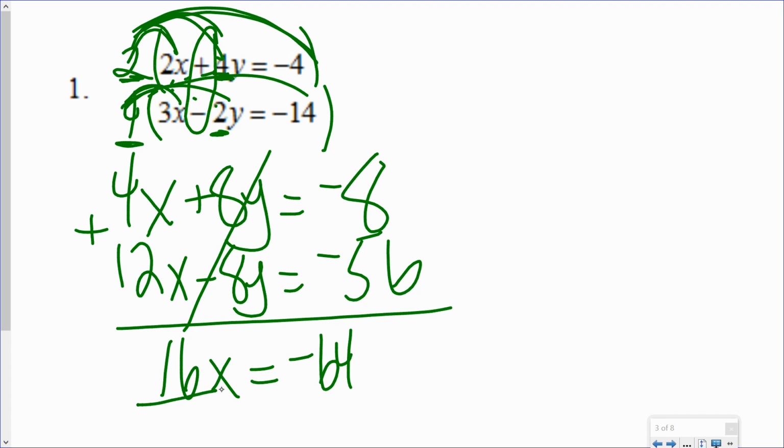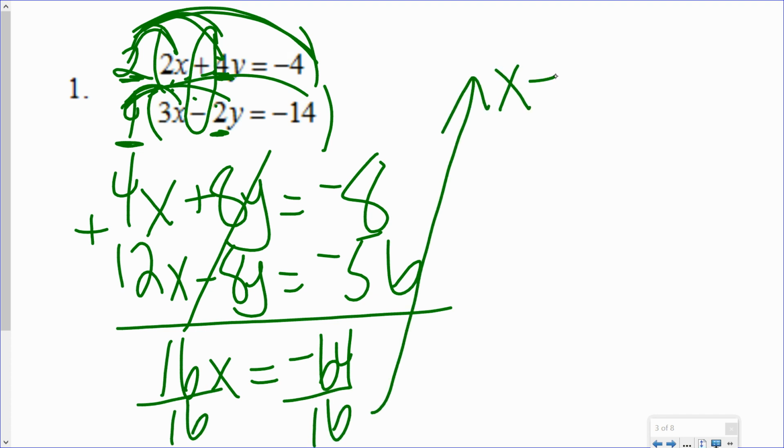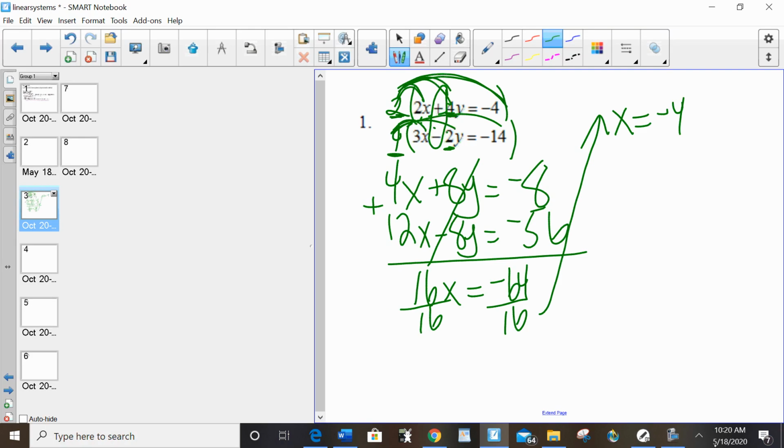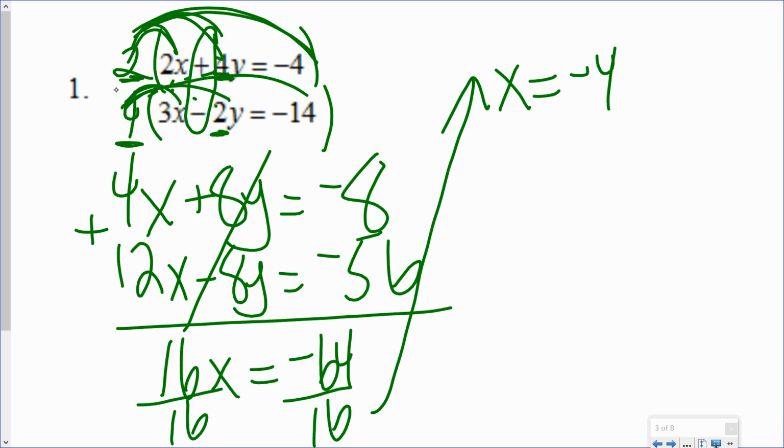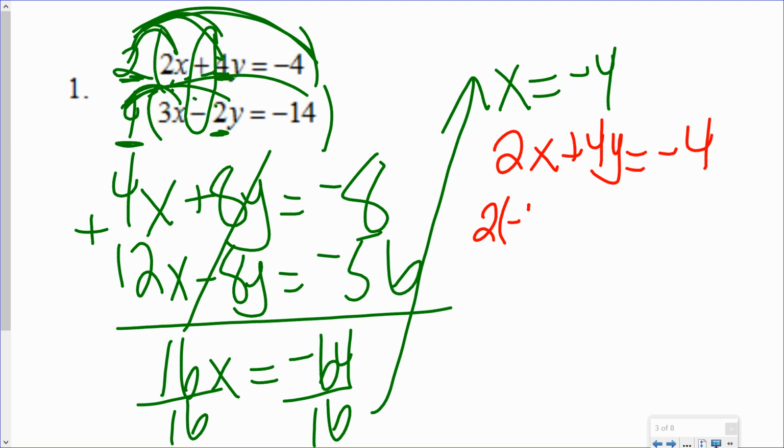Now I solve for x, and I get x equals negative 4. Great, but in a system there are 2 variables, x and y. Now that I have x, I'm going to substitute in to find y. So let's use the top equation. It doesn't matter which one, I just made a choice. I chose the top one. I'm replacing the x with negative 4.